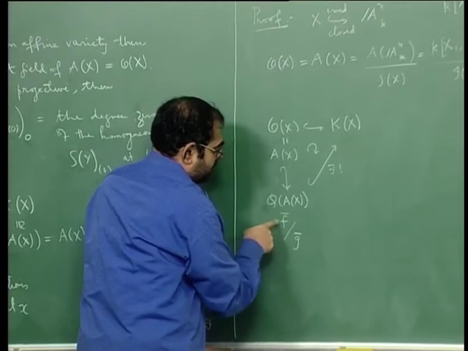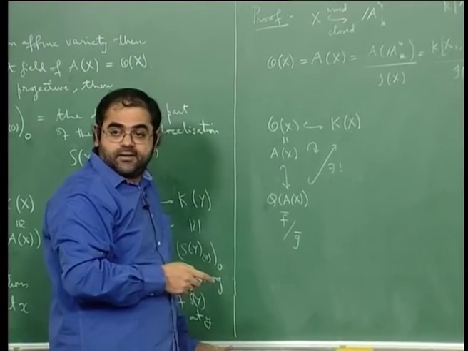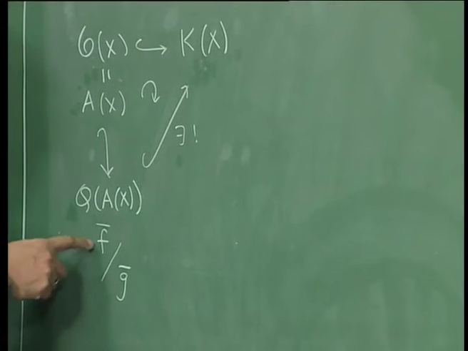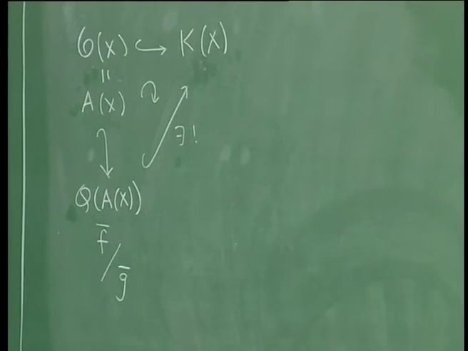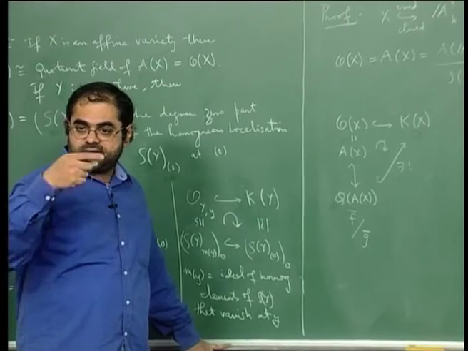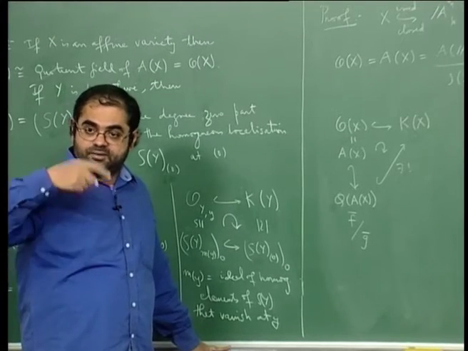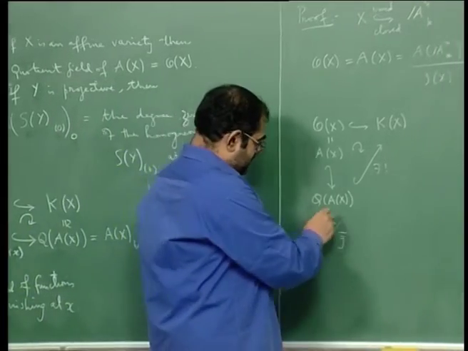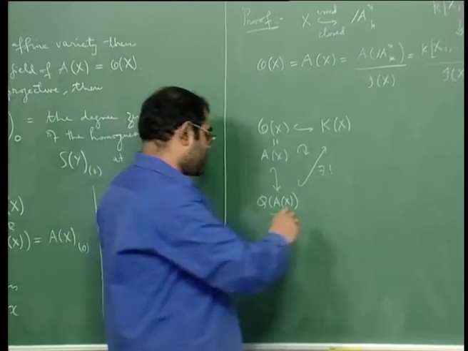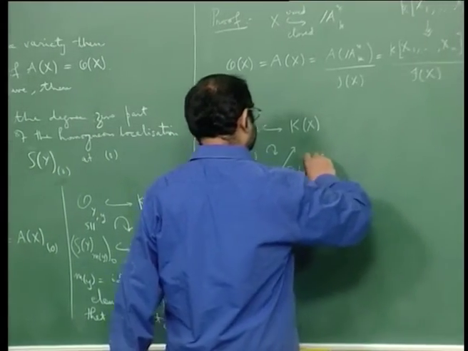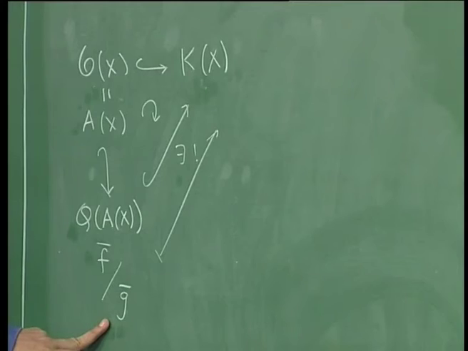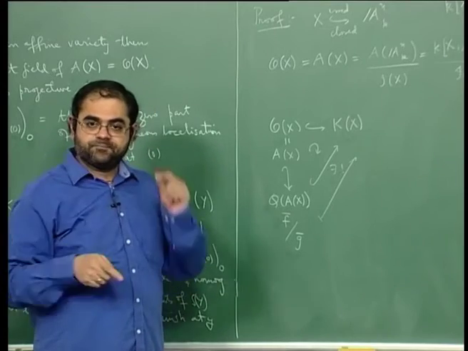There will be things of the form f bar by g bar. Because the field of fractions of an integral domain consists of all quotients of two elements of the integral domain with the denominator element not being 0. So the g bar cannot be 0. So this is how an element here will look. And what is the element to which you will send it? After all, f bar by g bar, if you think of it as a function, is just f by g.